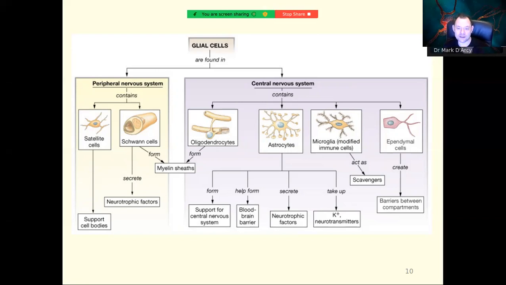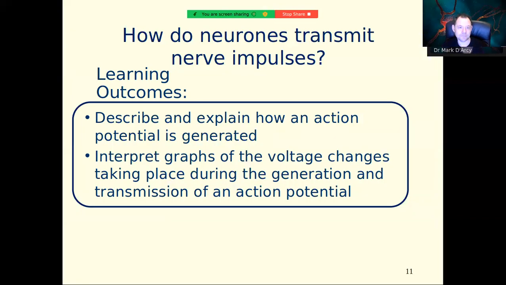Then we have microglia, which are a kind of immune cell. They're scavengers. They basically look for anything bad in the brain and destroy it. And we have ependymal cells. They create barriers between different compartments in the central nervous system.